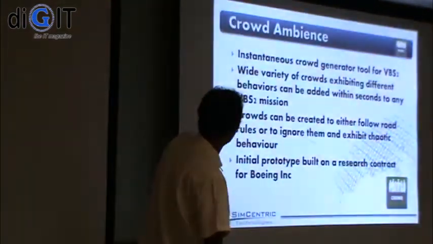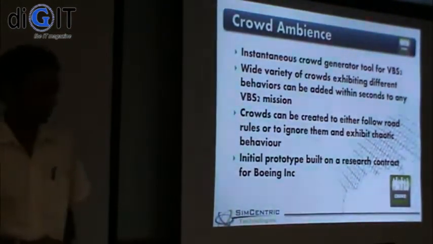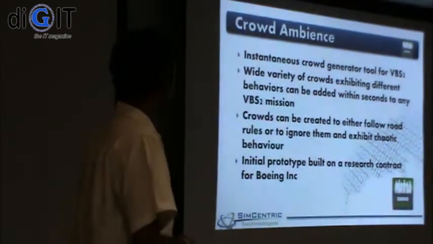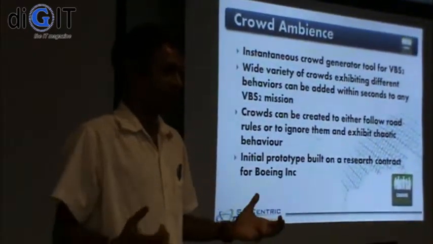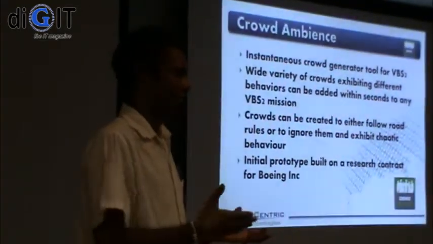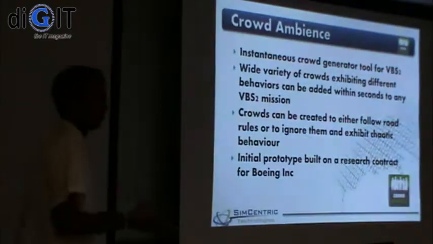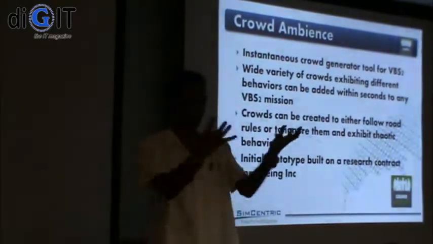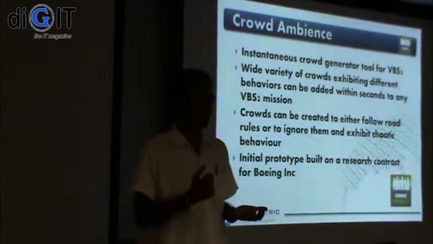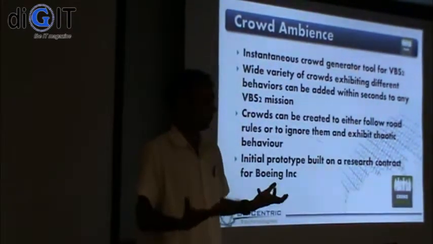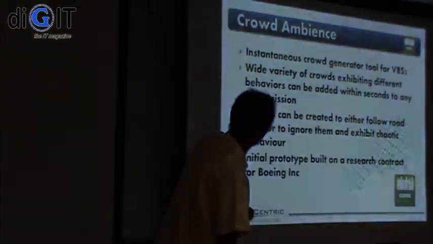Now, one of our new products, which we've just launched over the last couple of months, is this product called Crowd Ambience, which is instant crowd generator for VBS2. So in VBS2, you can have cities, but then if you're running a training mission, you're driving around, or your troops are walking around or whatever, you still want the city to look alive. And what we've done with Crowd Ambience is a product which allows you to instantly generate crowds inside any VBS2 city. And I'll show you an example.